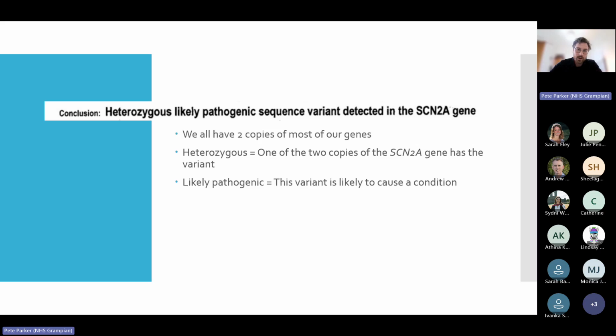And when it's this likely pathogenic bit, it means that having this heterozygous change in this gene means that we think it's likely causing the condition that we're looking at. So, conclusion: this gene change in one of the 2 copies is likely causing the epilepsy that we've seen in this case.